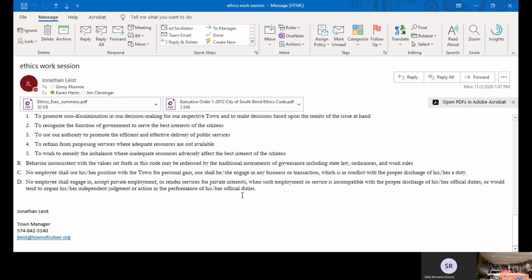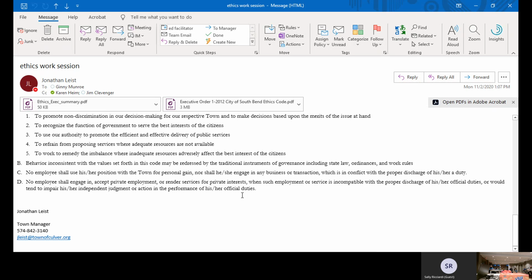So after listing all of those, there's B, C, and D. B says behavior inconsistent with the values set forth in this code may be redressed by the traditional instruments of governance, including state law, ordinances, and work rules. C: No employee should use his or her position with the town for personal gain, nor shall he or she engage in any business or transaction which is in conflict with the proper discharge of his or her duty. D: No employee shall engage in, accept private employment or render services for private interests when such employment or service is incompatible with the proper discharge of his or her official duties or would tend to impair his or her independent judgment or action and the performance of his or her duties. Those last three statements are very much geared at employees, whereas the introduction is geared at everyone who does work for the town in any way, shape, or form.